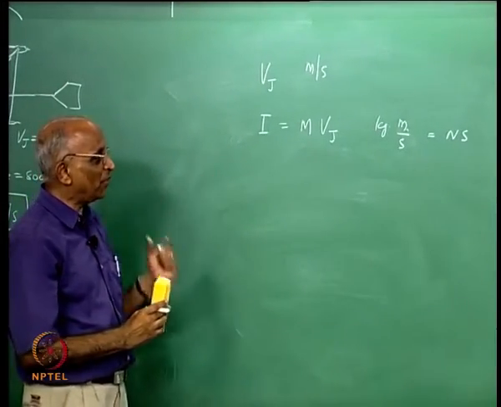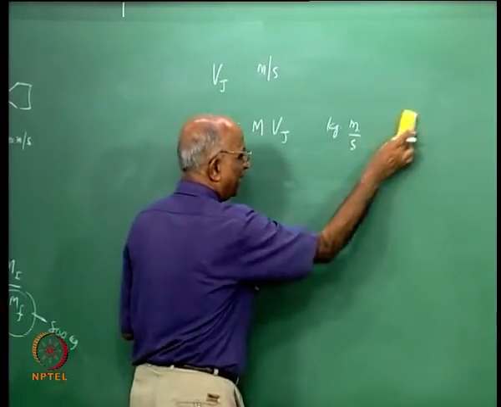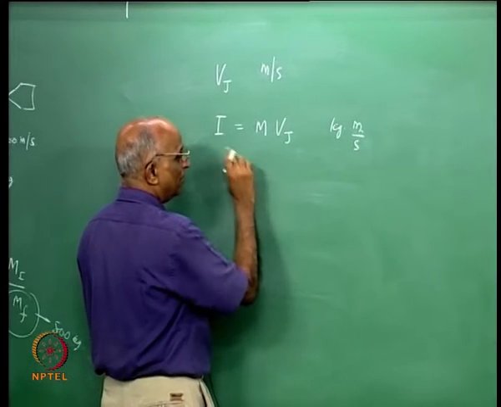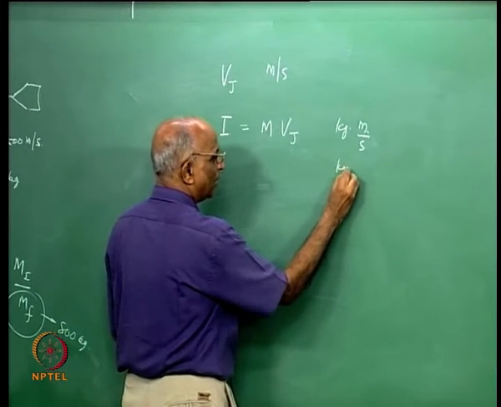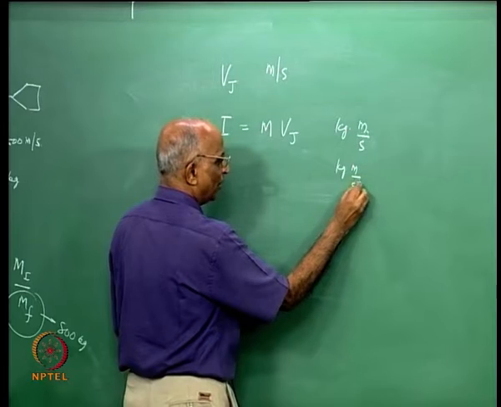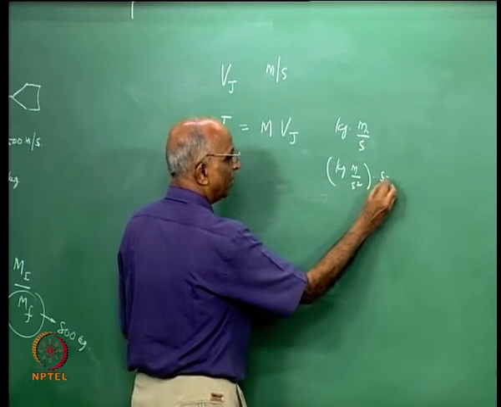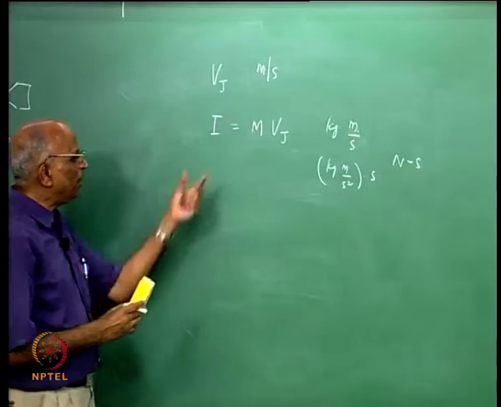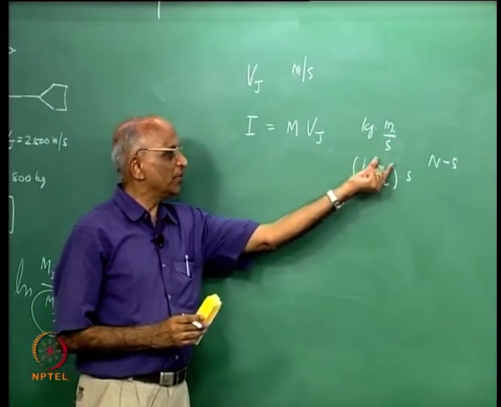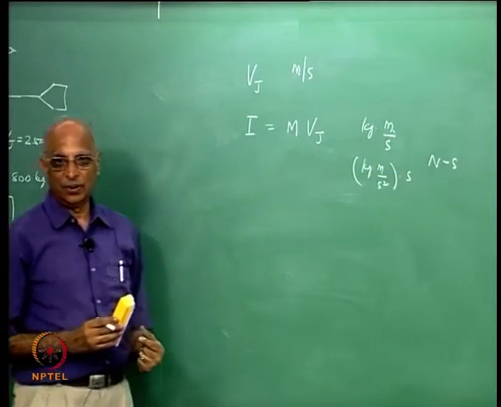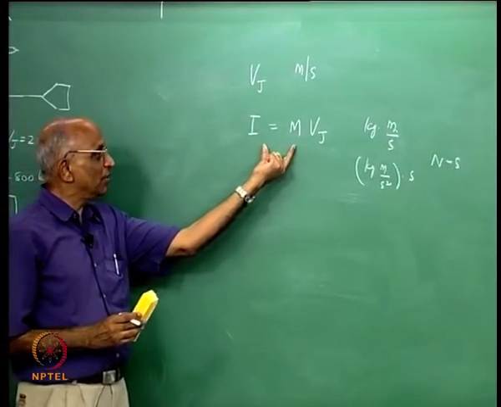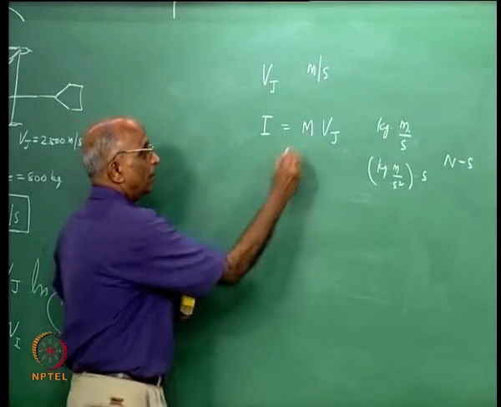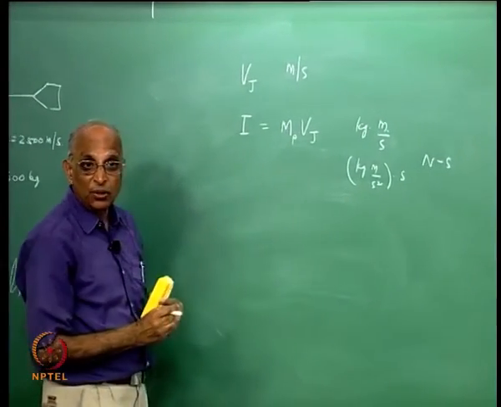Let us be very clear about units. Let me derive this again. We have kilogram meter per second, which is impulse. We can also write it as kilogram meter per second square into second, which is nothing but Newton second. Therefore, impulse could be expressed in kilogram meter per second or Newton second. This is the total impulse which is given by mp into Vj, because this is what is moving out.